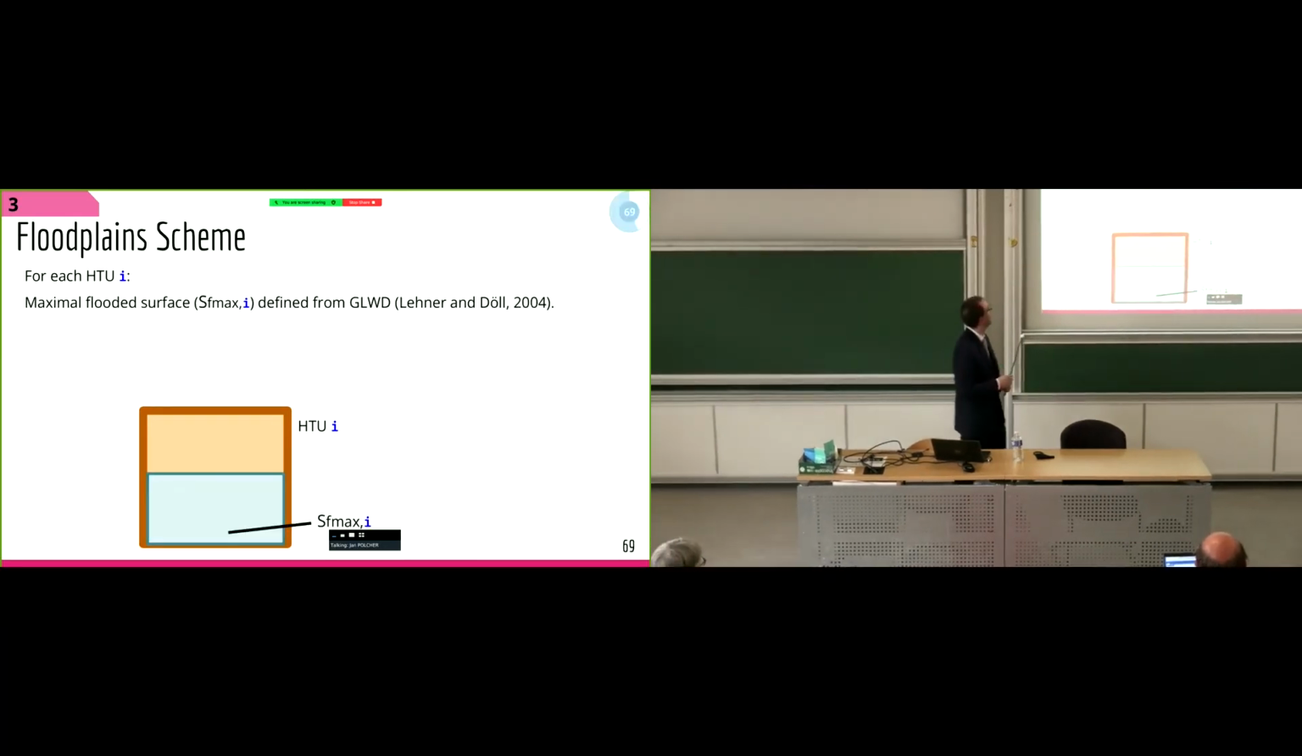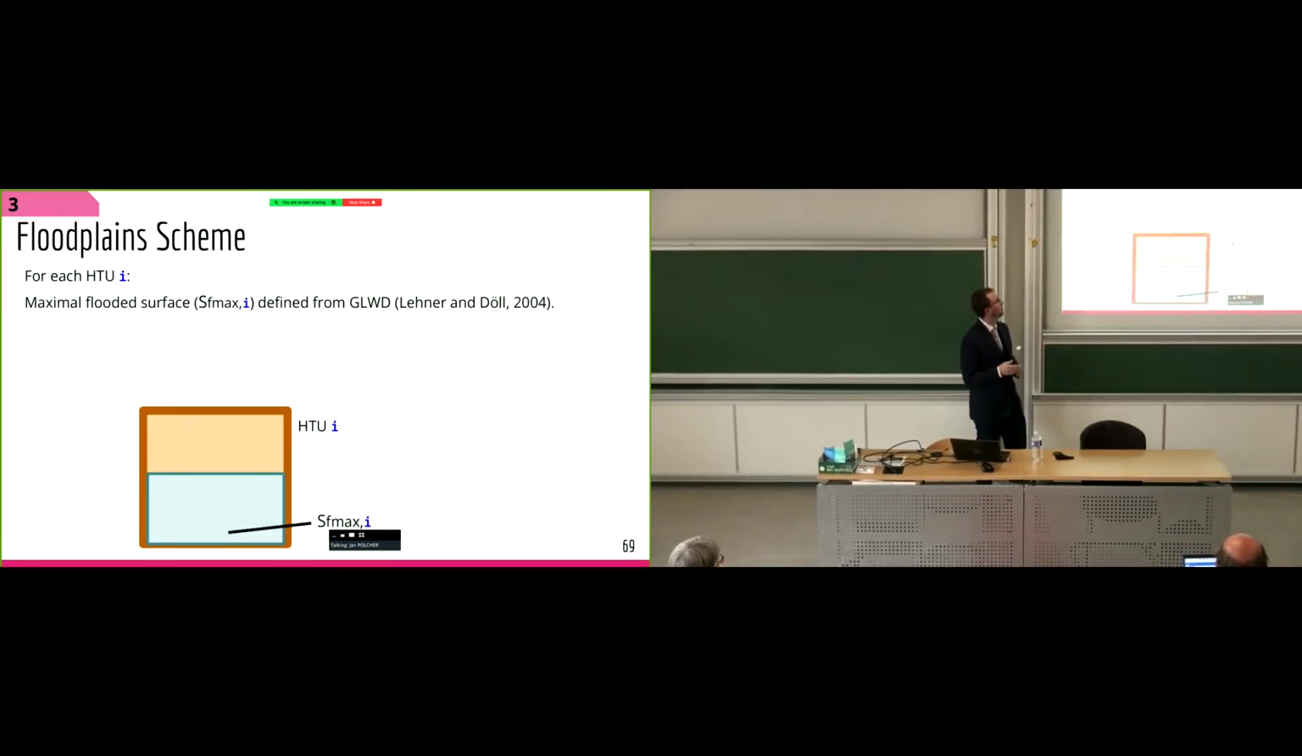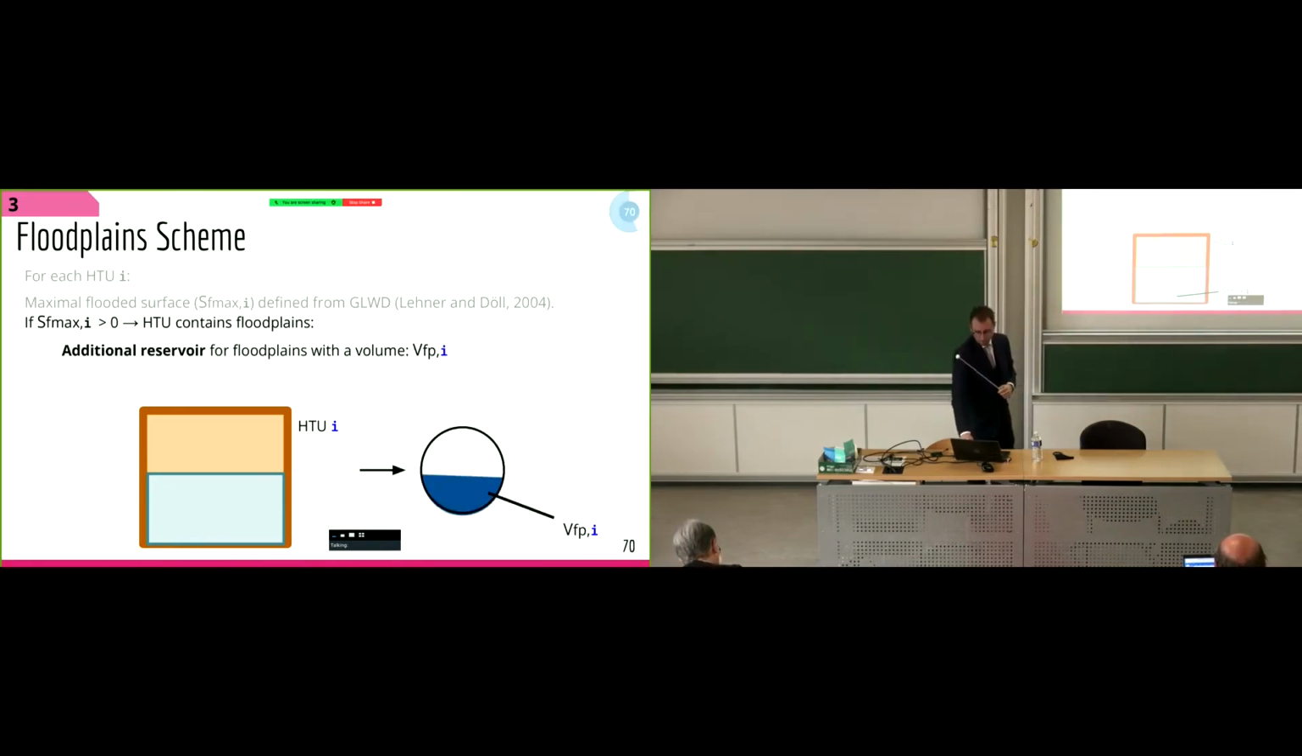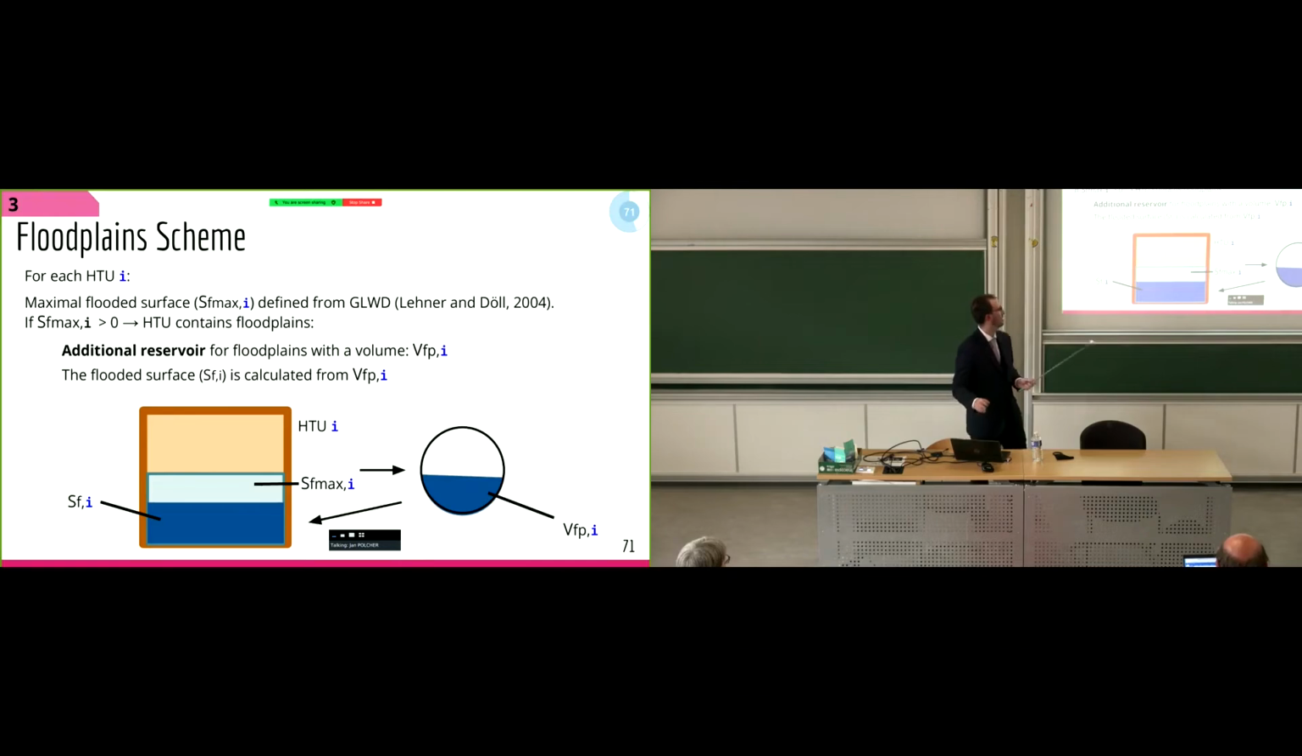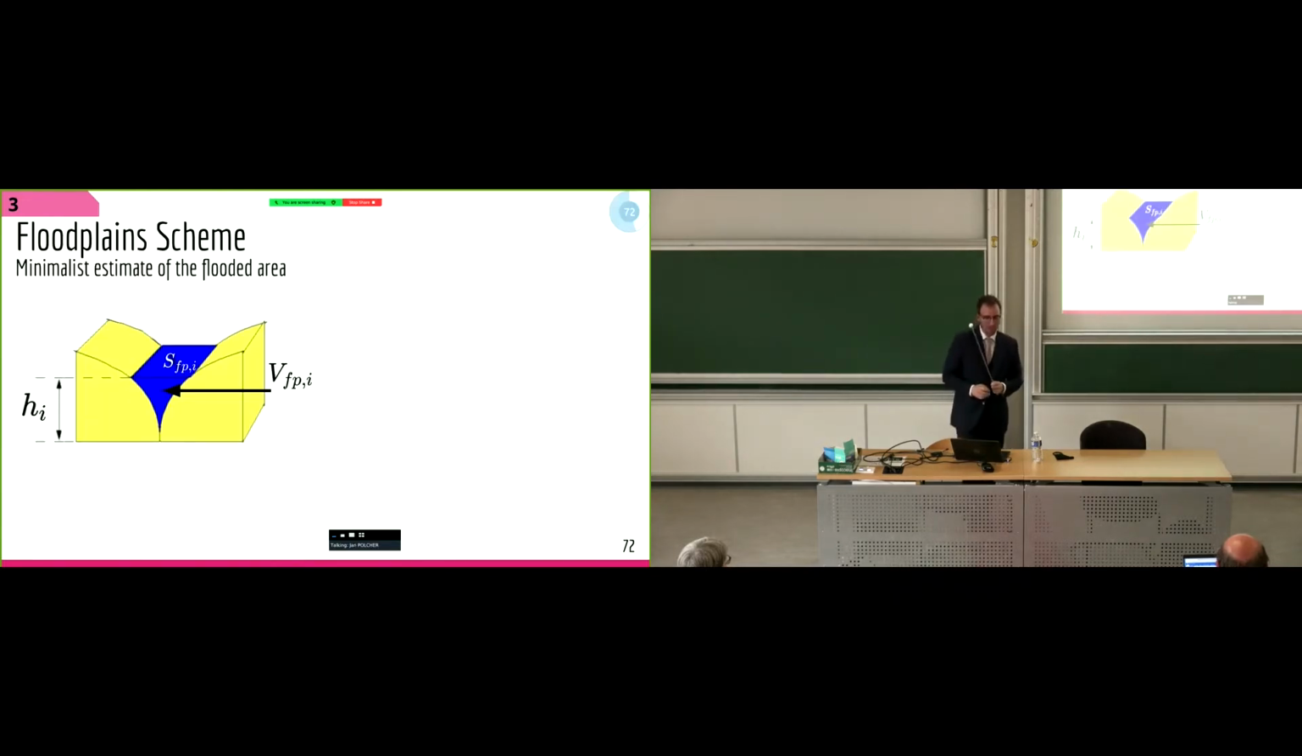first we establish the maximal flooded surface, which is defined from the global lake and wetland database. When we have a maximal flooded surface higher than 0, this means that we have floodplains, and in this case, the HTU has an additional reservoir for the floodplains with a certain volume, and from this volume and the properties of the HTU, we can compute the flooded surface in the HTU. Here you can see the representation of the HTU with the floodplain.